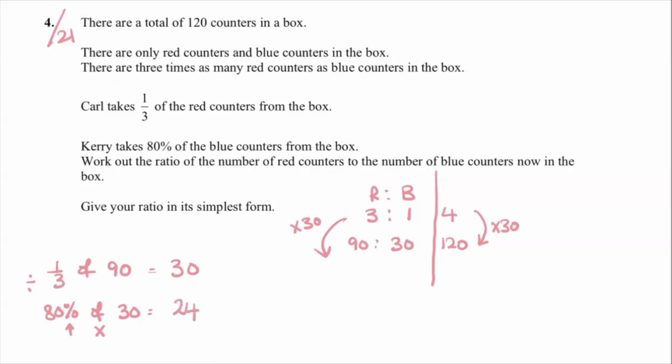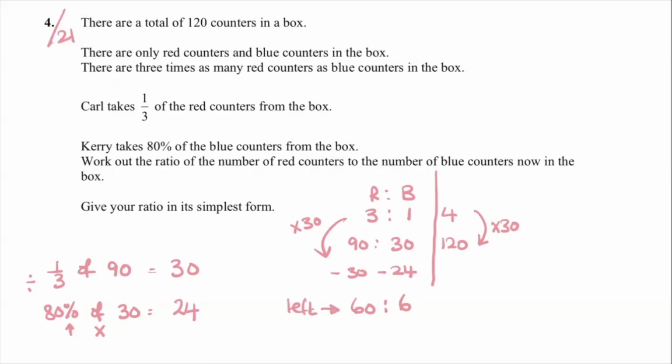So lots of different ways to process that. So 30 red have gone, 24 blue have gone. So I'm going to take off the 30, take off the 24, and that is going to give me 6 for my red and 6 for my blue that are left. Okay, so these are what's left.